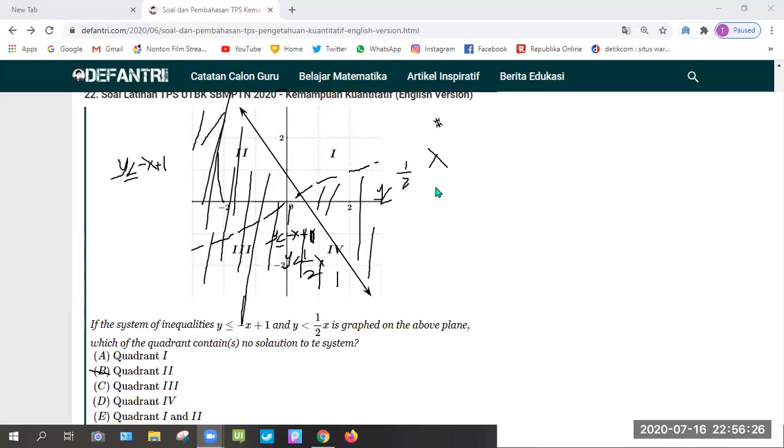Because as you can see, the red is the color of the solution. The red is the solution to the question. So the solution is right here in number 1, number 1, number 4, and number 3. And number 2 got none of it. Okay, so here is the meeting part of the minus x plus 1, and this is the half an x. Okay, so yeah, that's it for number 22. Move on to the next one. Okay.